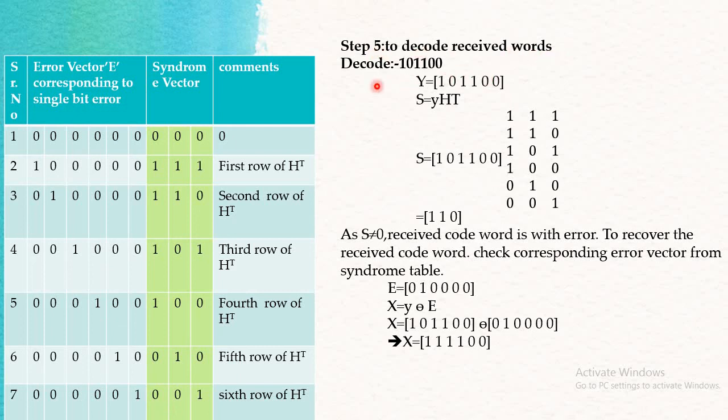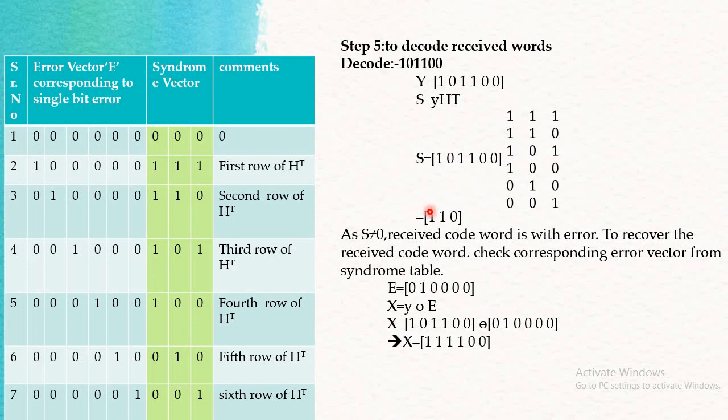So let my received code word be 1 0 1 1 1 0. So this is the value which I have received. So y is equal to 1 0 1 1 1 0. So what is the procedure for decoding the received code word? The first part is we have to check whether the received code word is correct or not. So for that, S is equal to y times H transpose. We multiply the received code word with H transpose. So here we are just taking their multiplication.